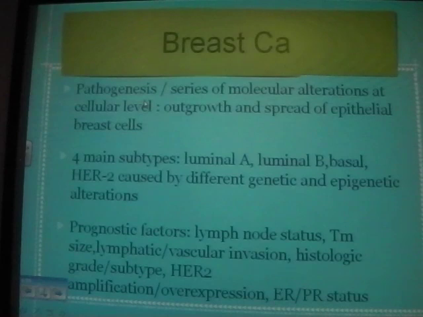Among the prognostic factors, something relevant to us is obviously the lymph node status, meaning whether any lymph nodes, and if so how many, have been invaded by cancer cells, the size of the tumor, the lymphatic and vascular invasion, and the histology grade. This is applicable to any type of tumor, but specifically for breast cancer, what is relevant is overexpression of estrogen receptor and progesterone receptor, which are prognostically important as well, and HER2.